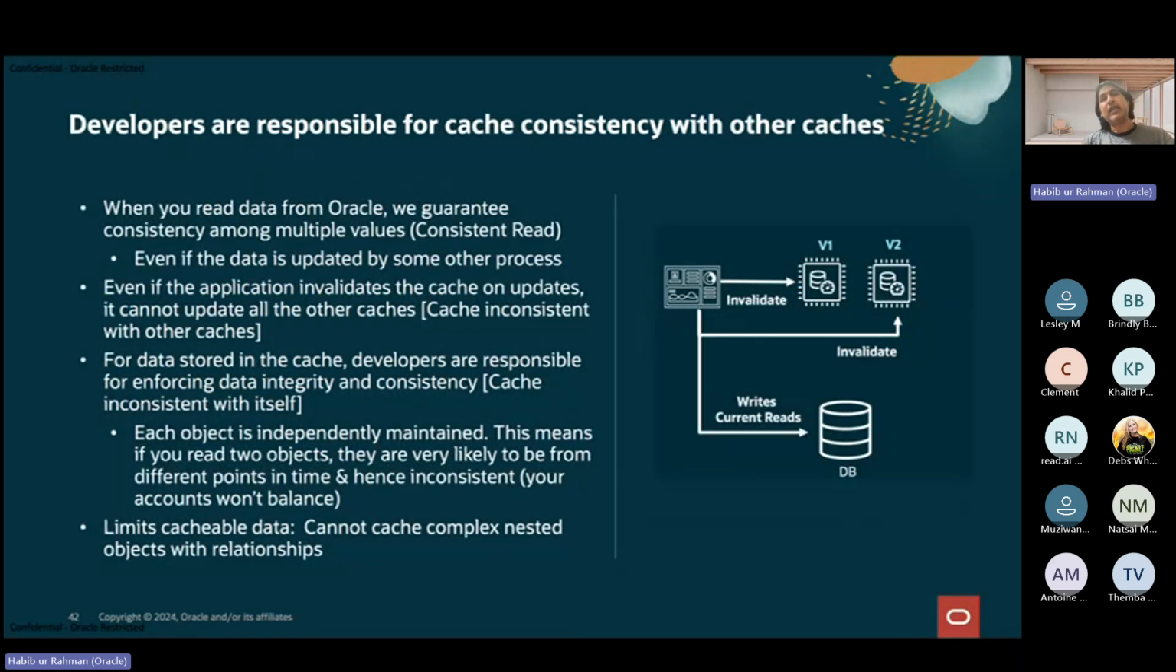Second, developers are also responsible for cache consistency with the other cache. When you read the data from Oracle, we guarantee consistency among the multiple values, even if the data is updated by some other process. In traditional caching, if the cache is invalidated, the application cannot update it. For example, if the salary in the backend shows $10 and the application is showing $5, obviously the values from both sides are inconsistent.